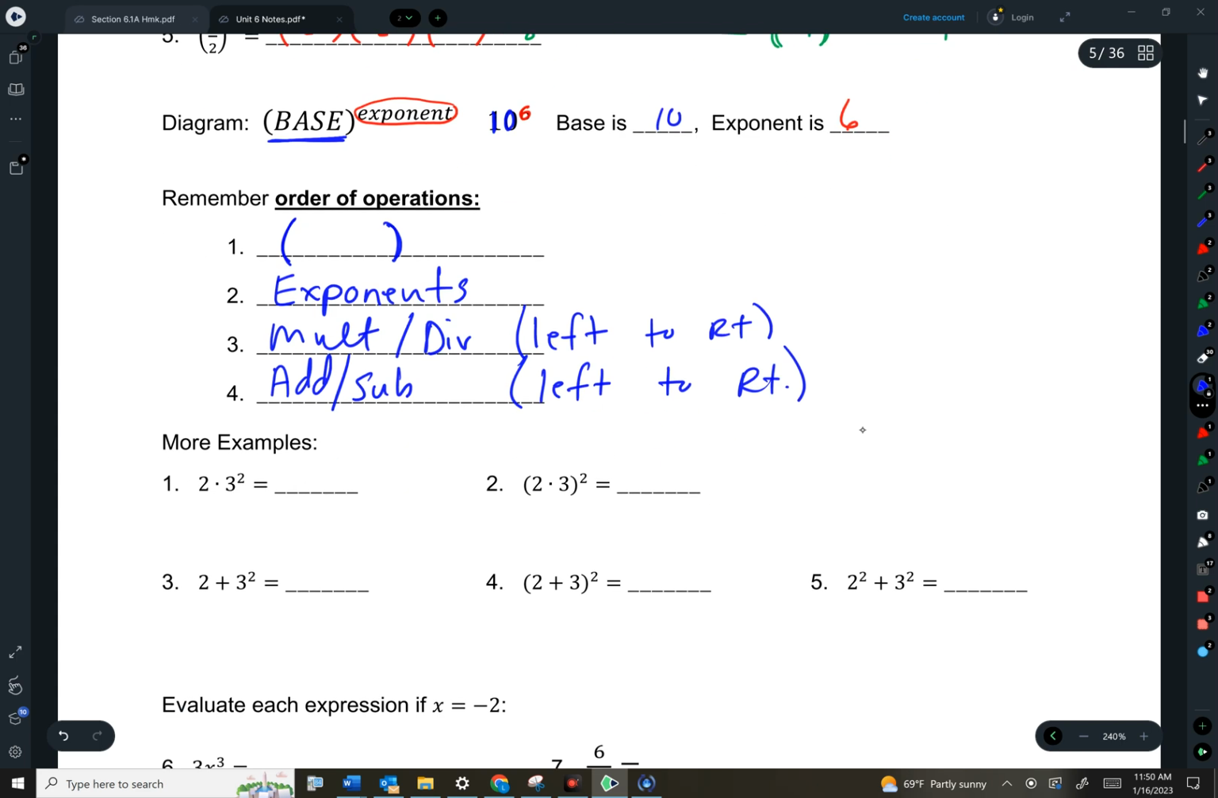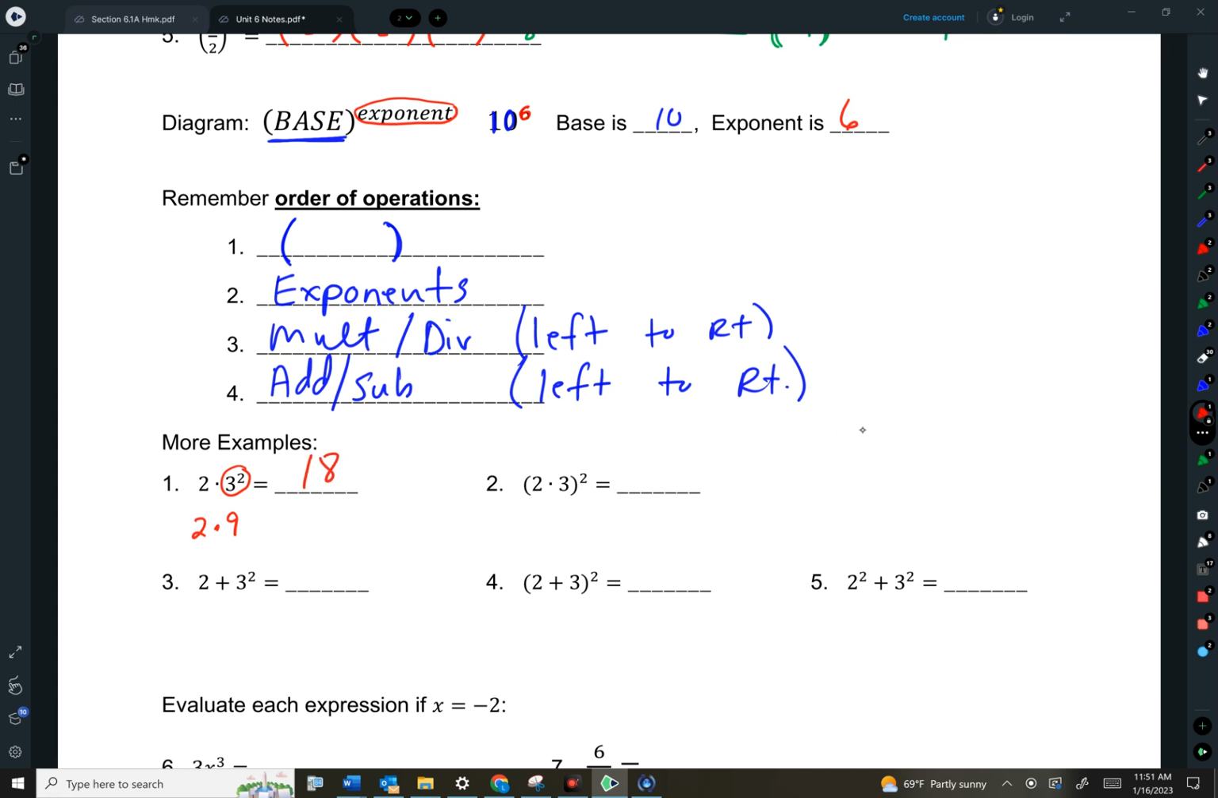So when I look at number 1, I've got a multiplication and I've got an exponent. Well, there are no parentheses, so the first thing I would do here would be the exponents. So 3 squared is 9. Then I can do the multiplication. 2 times 9 is 18.